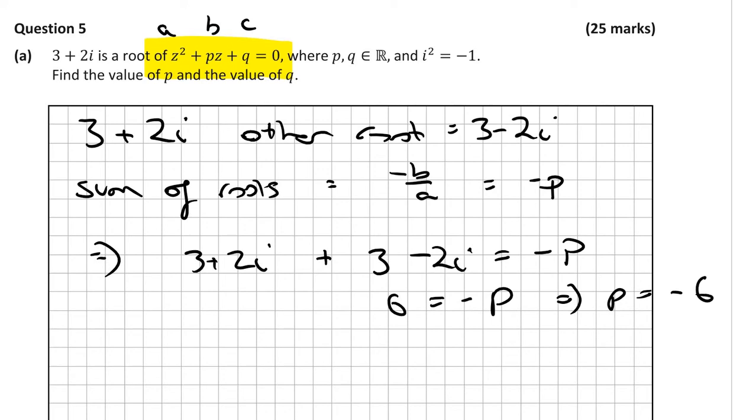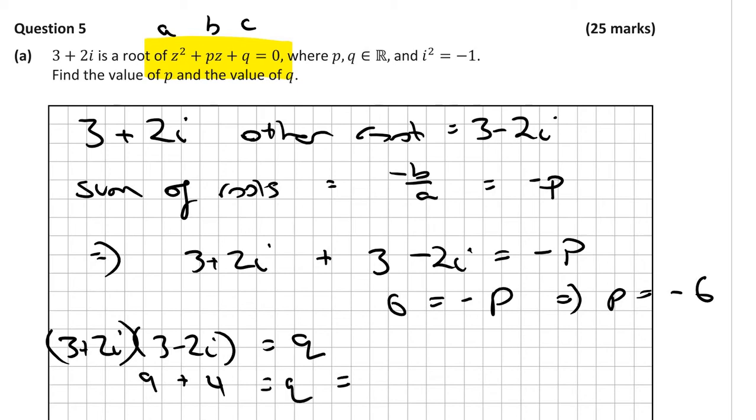Also, we know that the product of the roots is going to be c over a. So 3 plus 2i times 3 minus 2i is equal to q over 1, which is q. The product of those conjugate roots is just going to be 3 squared plus 2 squared. If I multiply that out, that's 9 plus 4, as the imaginary terms just cancel out. So 9 plus 4 equals q, therefore q is equal to 13.